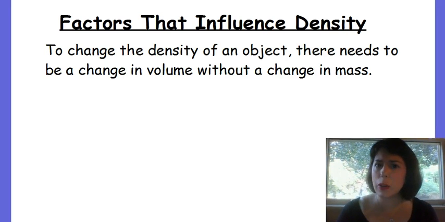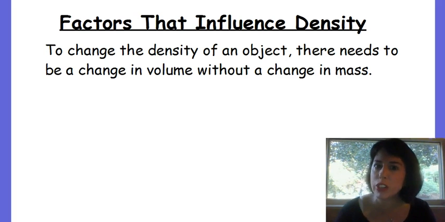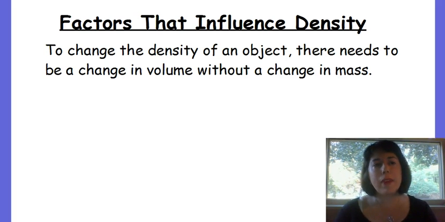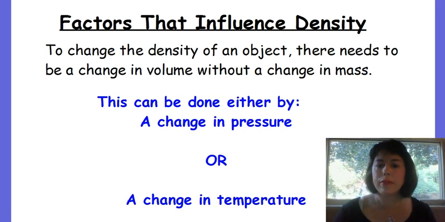Now, there is a way to change the density. And to change the density of an object, we need to find a way where we can change the volume without changing the mass. Because if we can change the volume, we can cause the matter to become more compact, squish those atoms together more, or we can make those atoms spread out, increase that volume. And this can either be done by a change in pressure or a change in temperature.